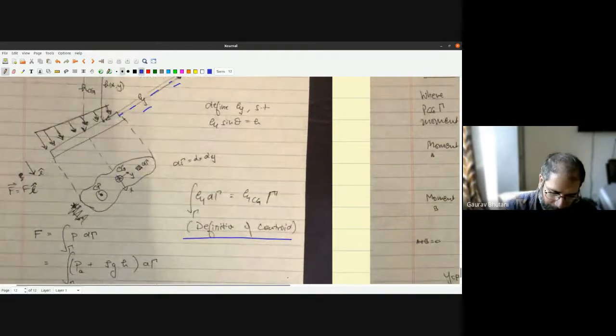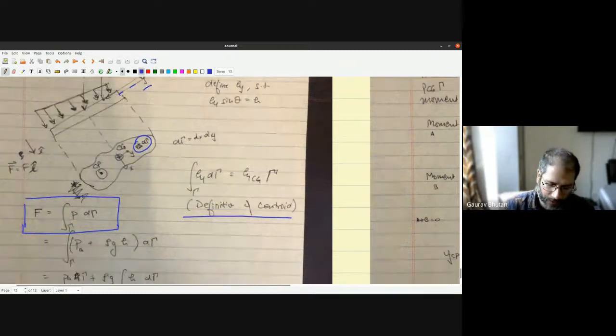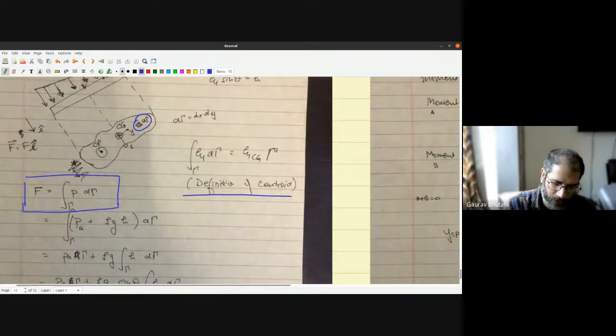So if you want to calculate the net force acting on the body, that is simply the integral of the pressure acting on a differential area element. So what I do is I take a small area element d gamma, and then I calculate the force on this, and then I integrate over the complete surface of the body. That's what integration is. And now the pressure is a function of height here.